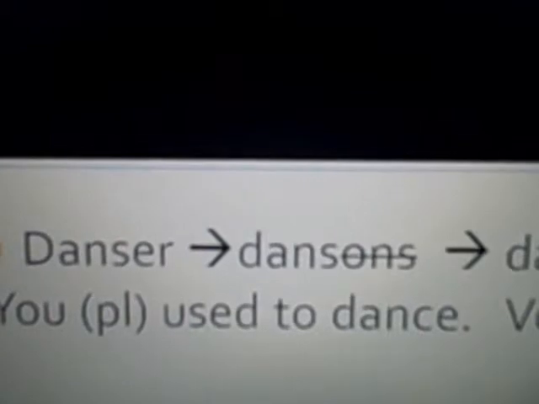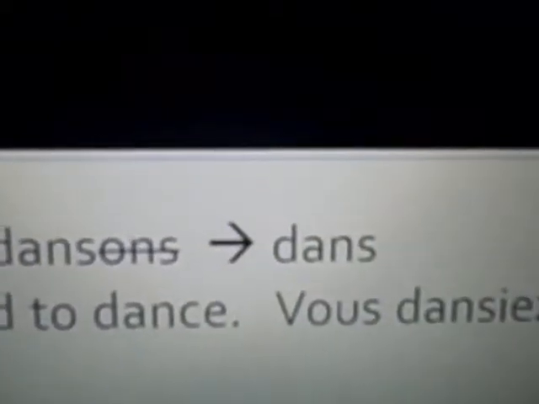Couple more examples. The verb danser. The nous form is dansons. If I take off the ONS, I end up with just dans.